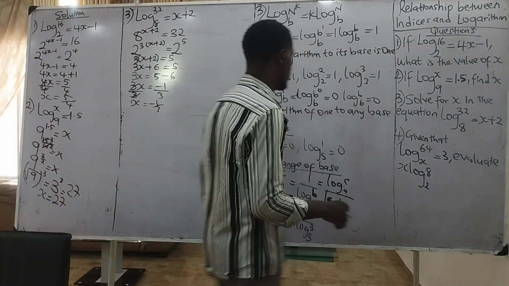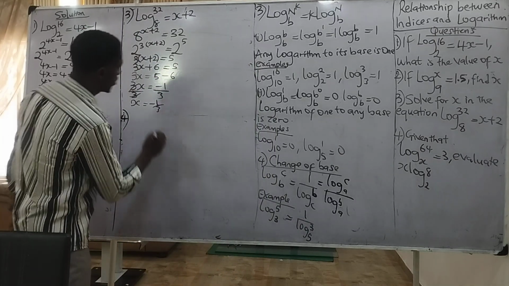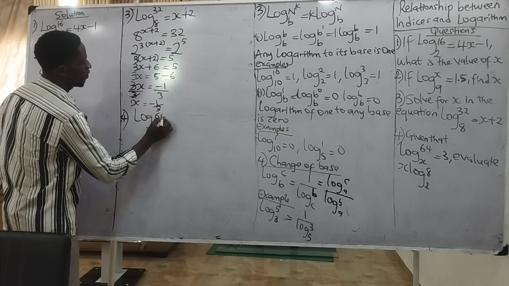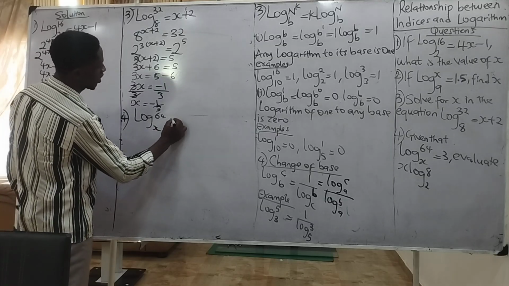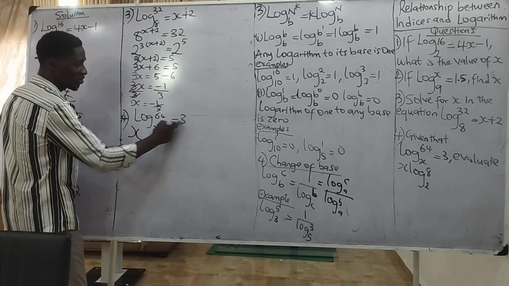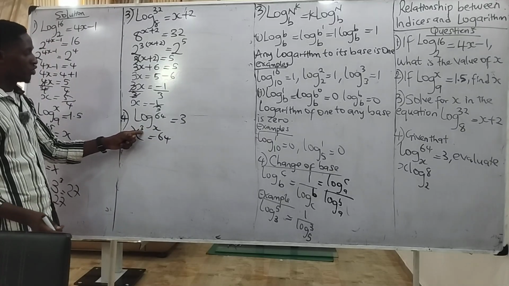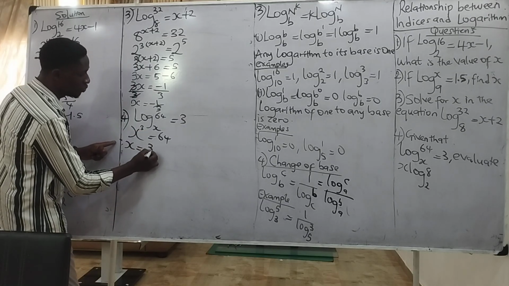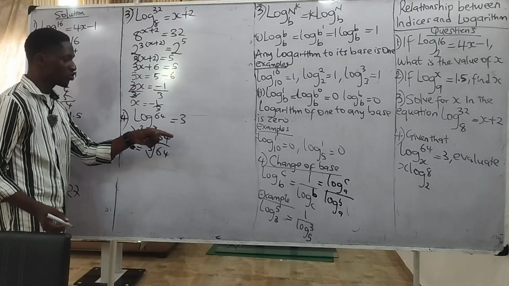So let's go to the last one before we conclude. We have: evaluate log 64 in base x is equal to 3. So locate the base, x raised to the power of what is here, 3, is equal to 64. So this is a cube. So x is equal to the cube root of 64. When the cube goes to the other side, it changes to cube root.